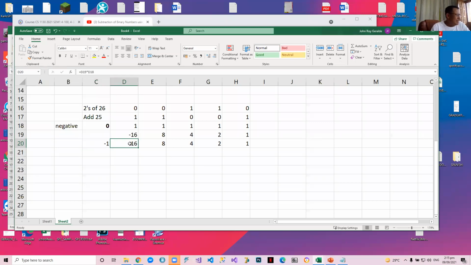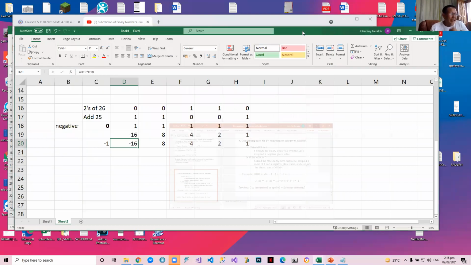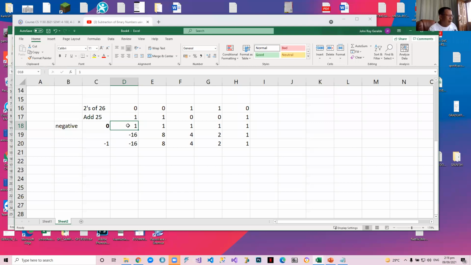No? So -1. Sir, why is it -16, sir? Because that's how you convert 2's complement back. How to compute the value of a 2's complement number. Another way is this, the short way. Why do we know that this is a 2's complement number? Because the last carry is a 0. Do you follow?